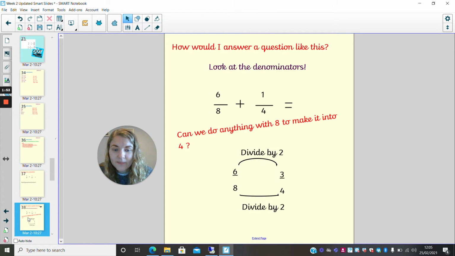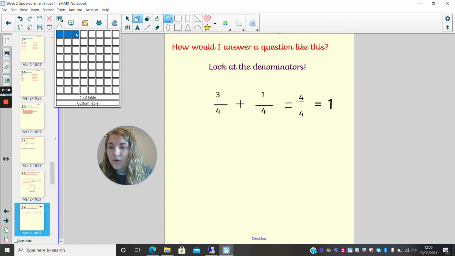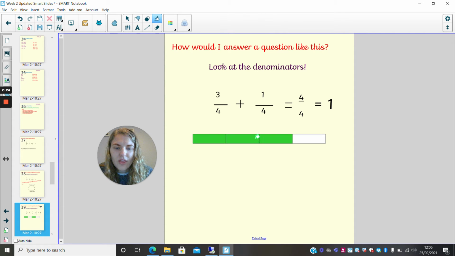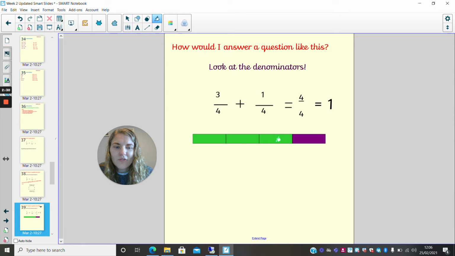So have a look at this next screen. Okay, so as you can see here, we're going to divide the 8 by 2 to get 4, and we're going to divide the 6 by 2 to get 3. Okay, so now we have got 3/4 add 1/4. So 3/4 add 1/4 is 4/4, which is the same as a whole. And I'm going to prove that to you with a bar model. Okay, so here we go. We've got 1, 2, 3/4. Add on 1 more quarter. So I've got 4/4 and the whole thing is coloured in, so it's a whole.